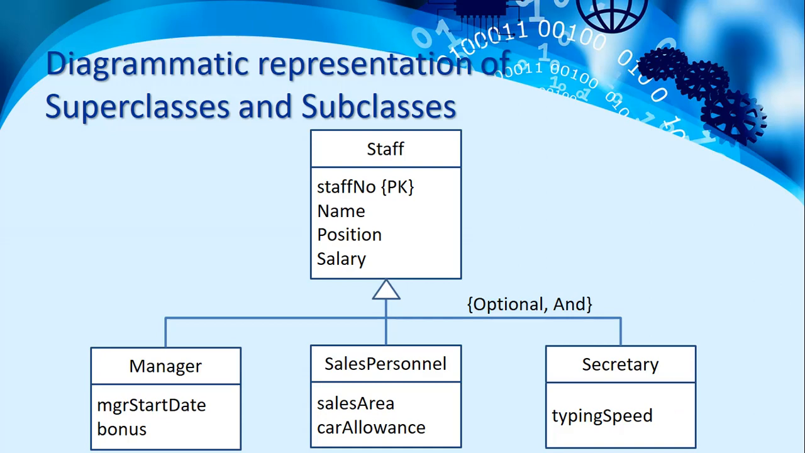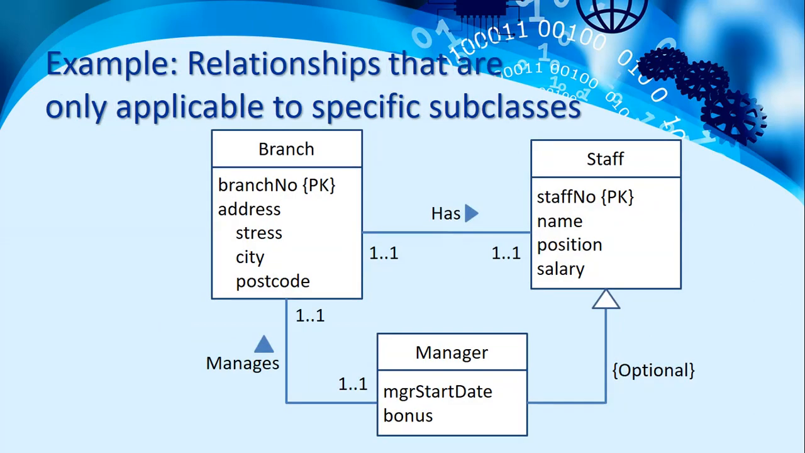So next, take note that we can also show relationships that are only applicable to specific subclasses. For example, in this figure, the manager subclass is related to the branch entity through the manager's relationship, whereas the staff superclass is related to the branch entity through the has relationship.